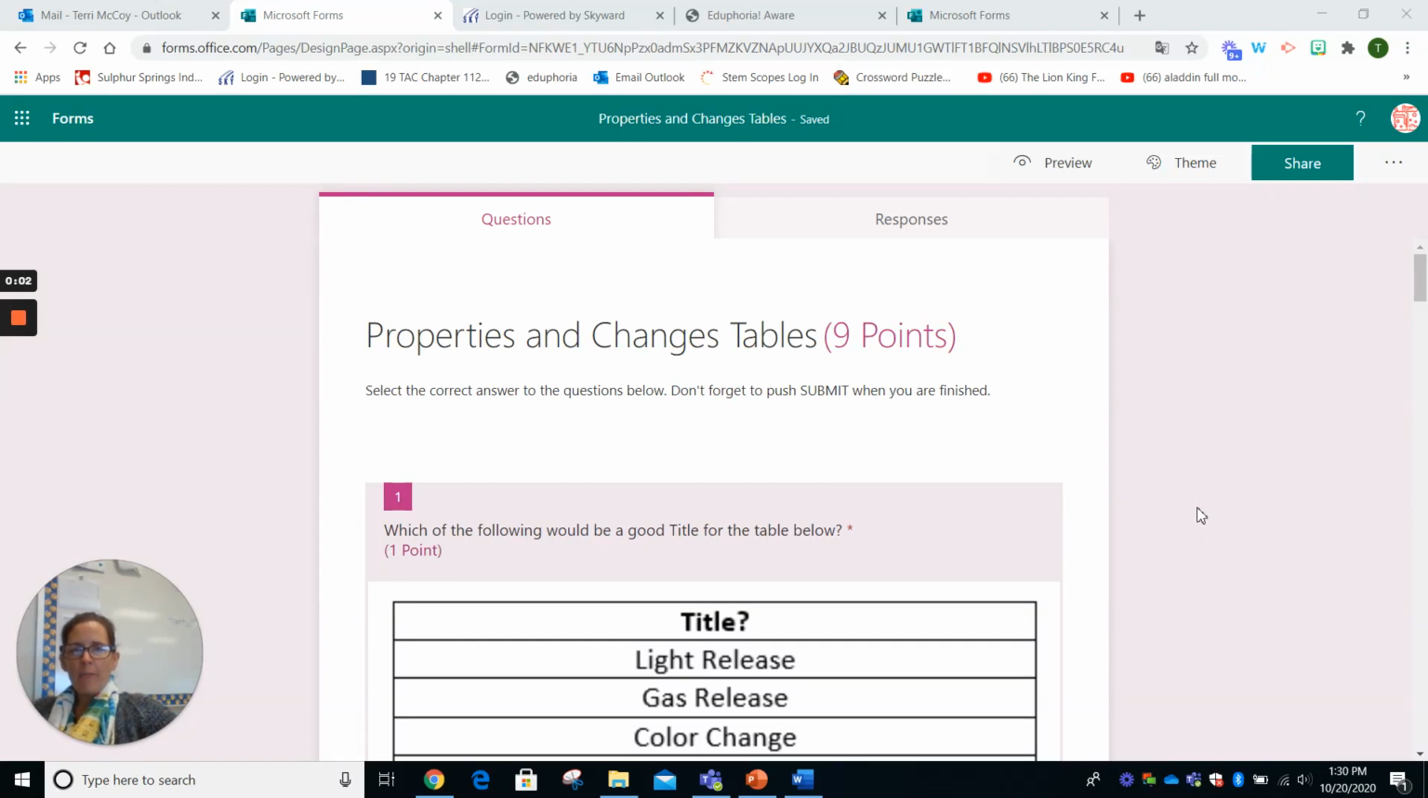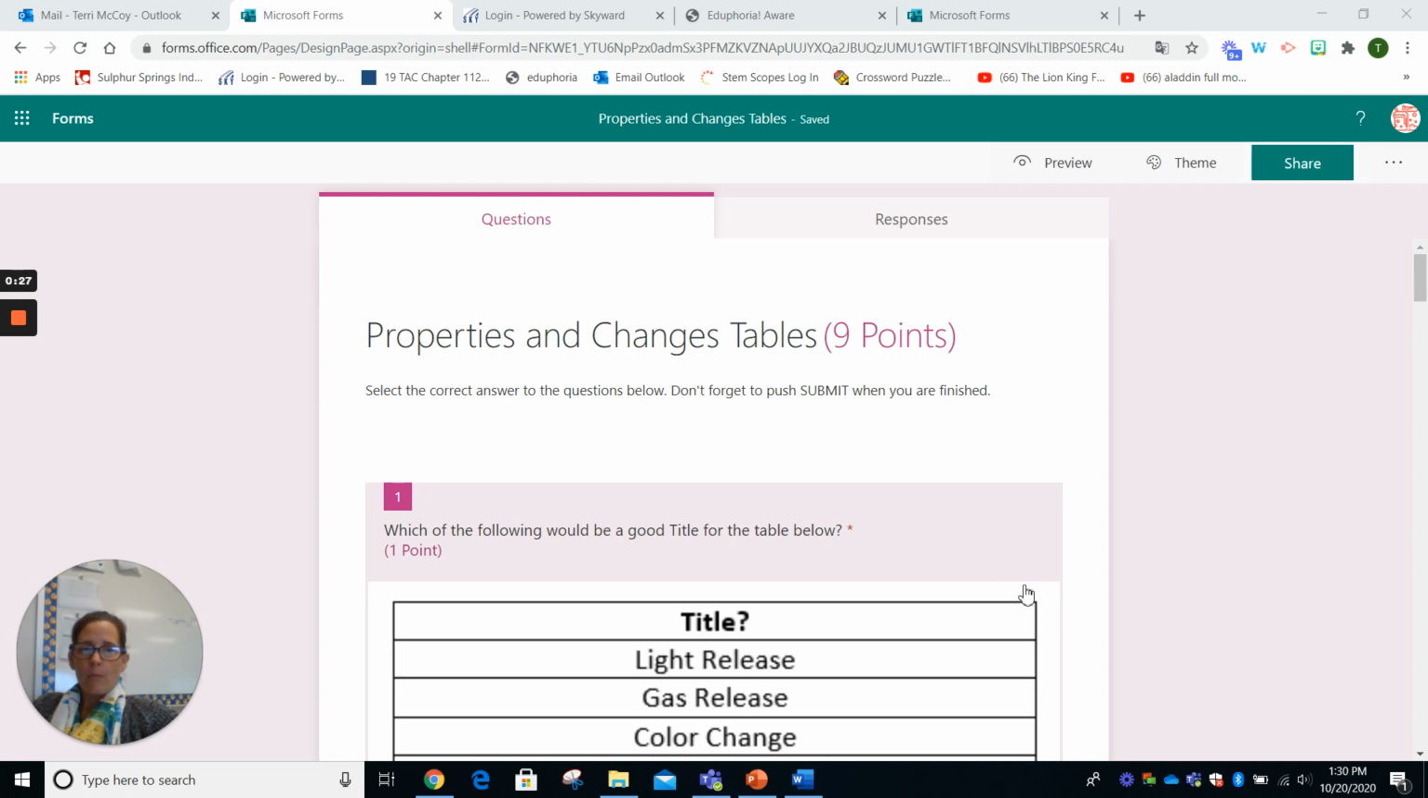Hello, here we have properties and changes tables. So this is going to be kind of a little bit of a review for you. We're going to be talking about chemical properties, chemical changes, physical changes, and then we're going to go back even to metals, nonmetals, and metalloids. All of these things are going to be on your test on Tuesday. So here we are going to talk about them.